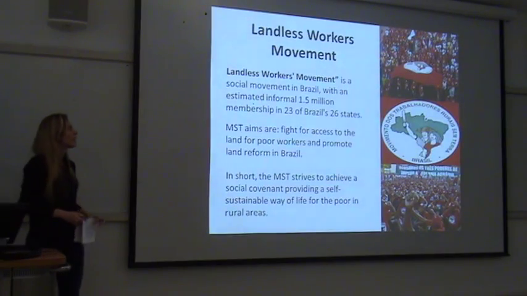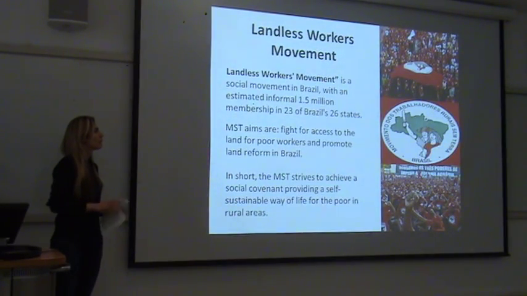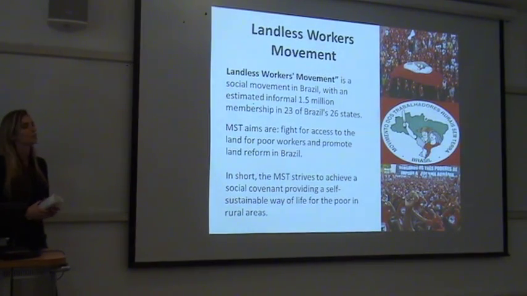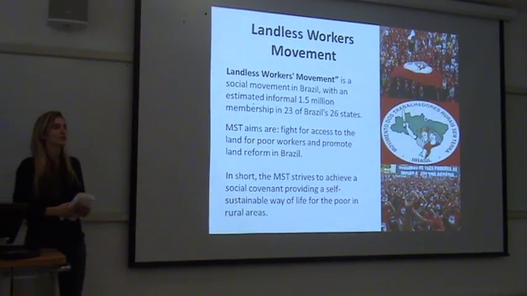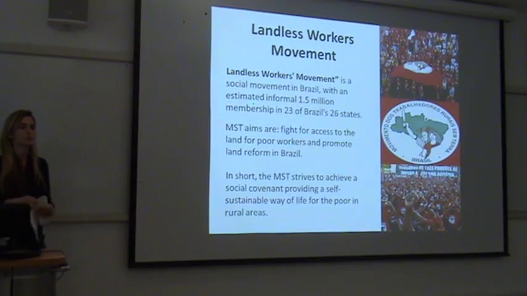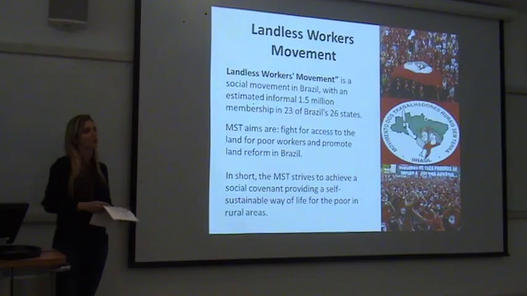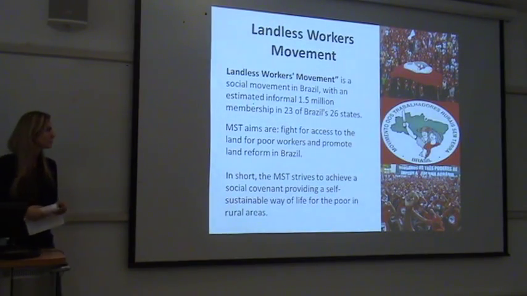One of the movements that has proposed land reform in Brazil is called the Landless Workers Movement. They want to divide these latifundios and give the land to poor people, especially people who have been forced out of their lands because of debt.